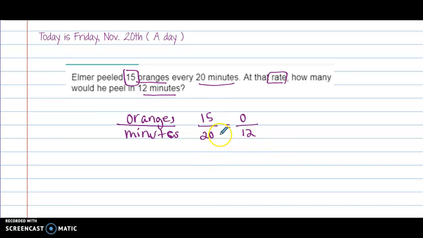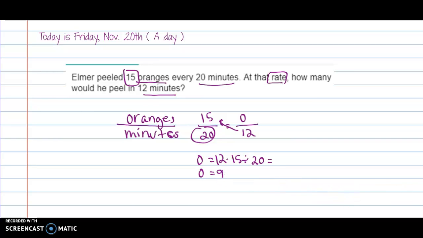20 is not a multiple of 12, so I'm going to use the cross product strategy to find out the number of oranges. Multiply 12 times 15. Divide it by the lonely guy here that doesn't have a cross product factor. Go to my handy dandy calculator. 12 times 15 equals, I get 180 divided by 20. Elmer can peel 9 oranges.